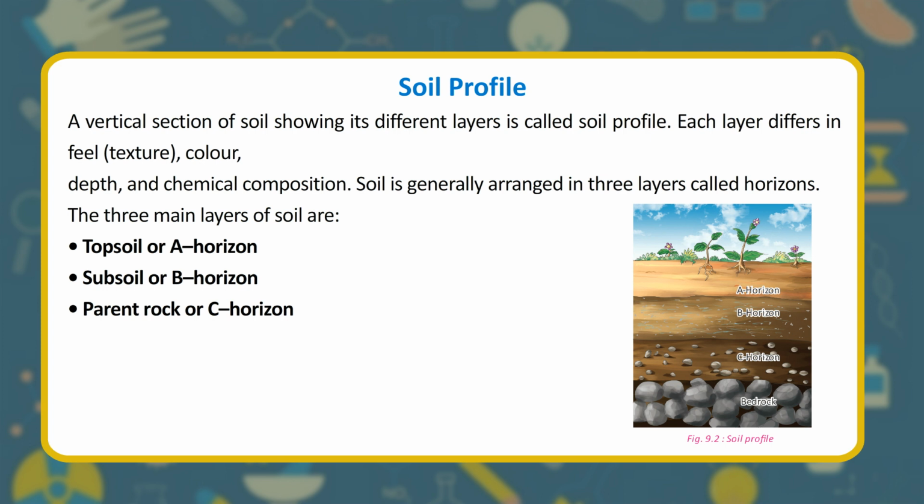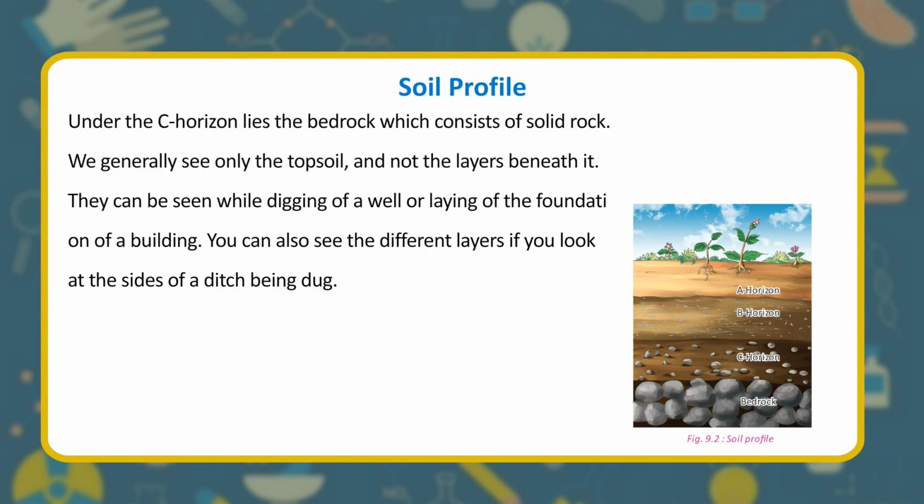Soil is generally arranged in 3 layers called horizons. The 3 main layers of soil are topsoil or A horizon, subsoil or B horizon, parent rock or C horizon. Under the C horizon lies the bedrock, which consists of solid rock.